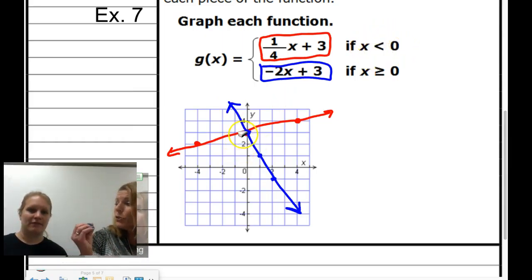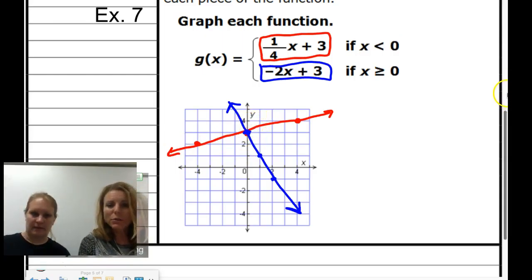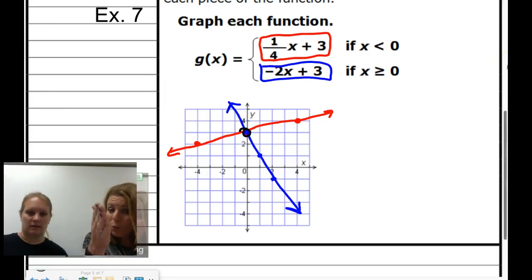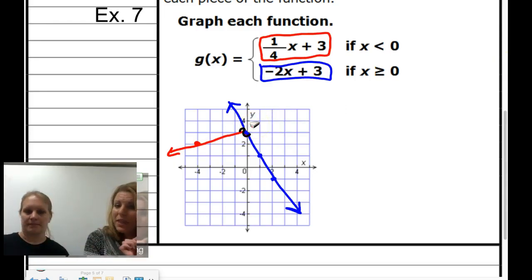So for the red graph, we need everything to the left. We need an open circle there, because that's where x is 0. It's strictly less than. So you're going to erase everything to the right. Okay, so we got that one covered.